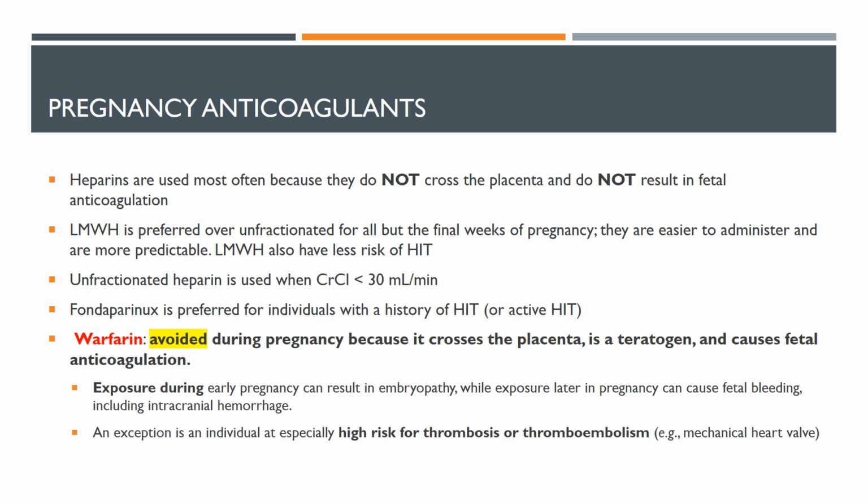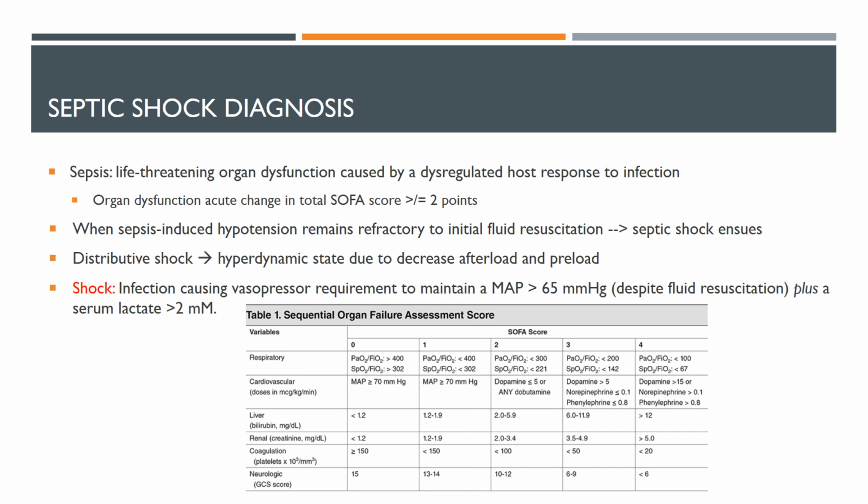So how do we diagnose septic shock? So first we're going to start off with the definition of sepsis. Sepsis is a life-threatening organ dysfunction that's caused by a dysregulated host response to an infection. Organ dysfunction is an acute change in your total SOFA score with a score greater than or equal to 2 points. When sepsis-induced hypotension remains refractory to your initial fluid resuscitation, the patient goes into septic shock.